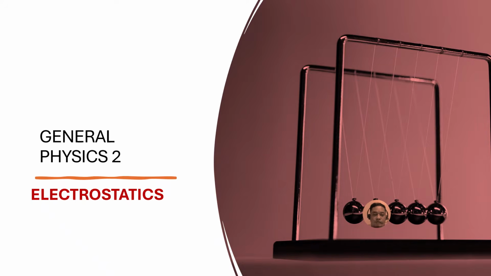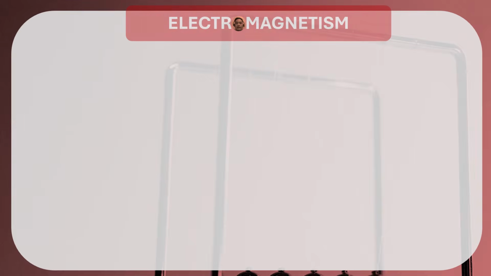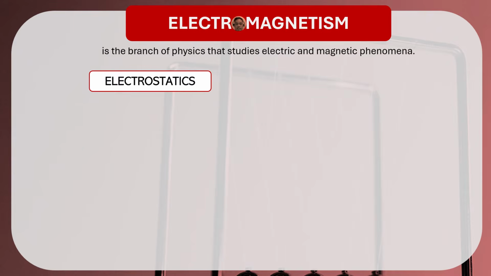This is our very first lesson in General Physics 2, which is all about electrostatics. Before we venture into what electrostatics is, we have to define first what electromagnetism is. It is a branch of physics that studies electricity, or electric and magnetic phenomena. And from the name itself, it's very clear that it talks about electricity, or electrical charges, and magnetism.